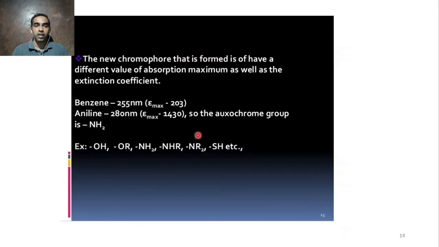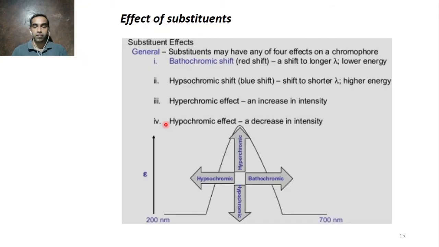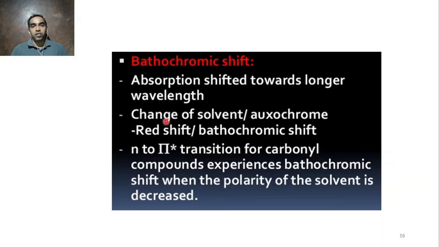That's why you have seen in this example, when you have introduced an NH2 to benzene, aniline, what happens? See, this is a red shift, increase in intensity, increase in wavelength, red shift, and epsilon max also has increased. So bathochromic shift, again, if you see the characteristic feature, it will shift to longer wavelength on change of solvent or auxochrome. Usually you can make this effect by changing the solvent or by changing the auxochrome.